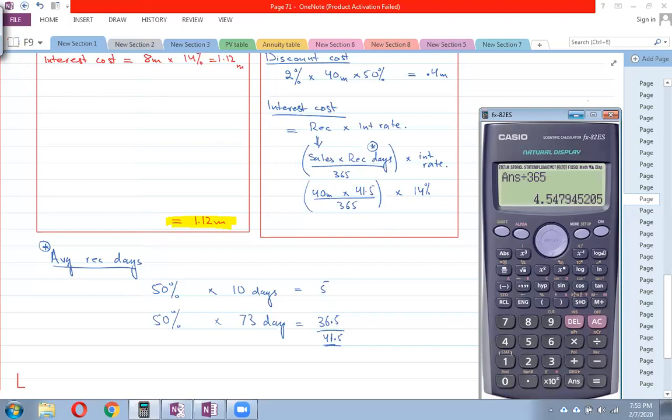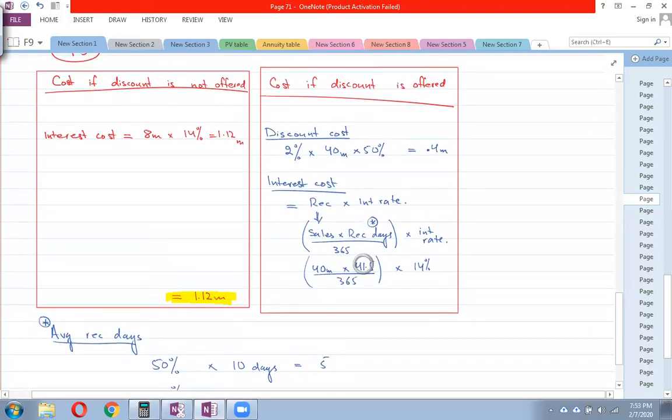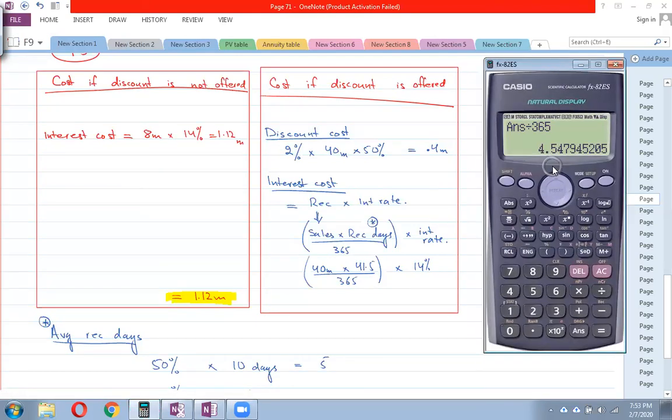Because the receivable days are reduced. The average receivable days before for this period was 73 days. Now the average receivable days are 41, and that's the reason. If you consider only the receivables, it was 8 million, and now it has reduced. Why reduced? Because receivable days are reduced. That's why receivable balance will be reduced. And now this will be multiplied with 14%, right? Is it clear, guys? 0.14. So that will give you 0.637.